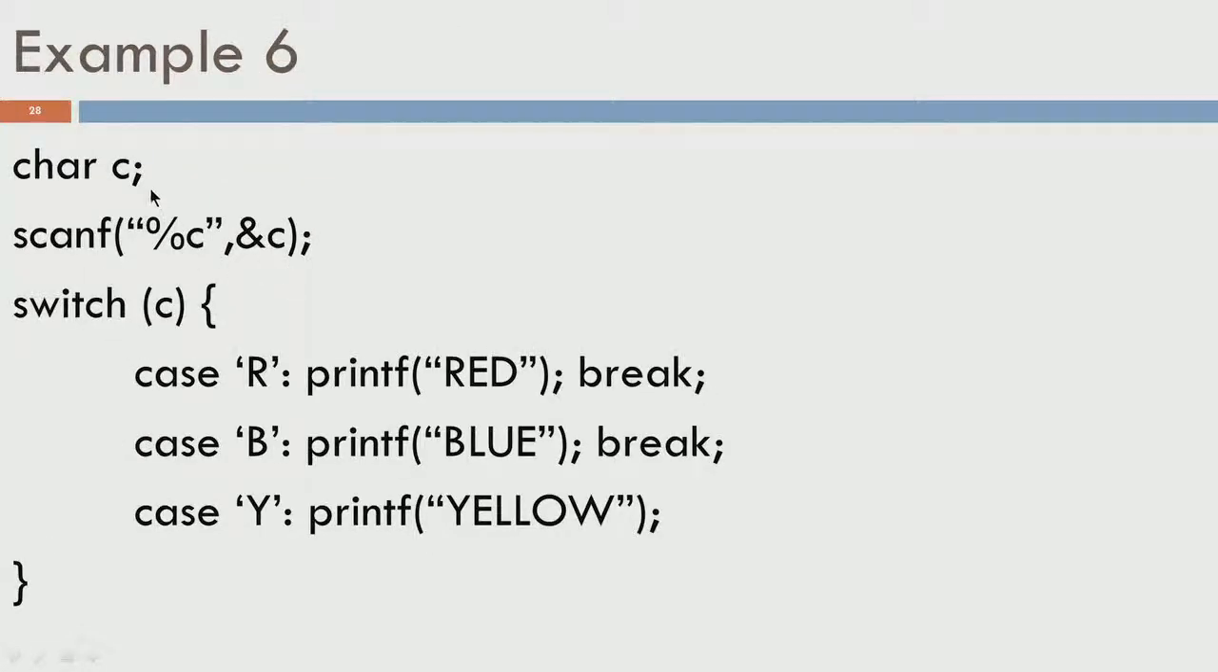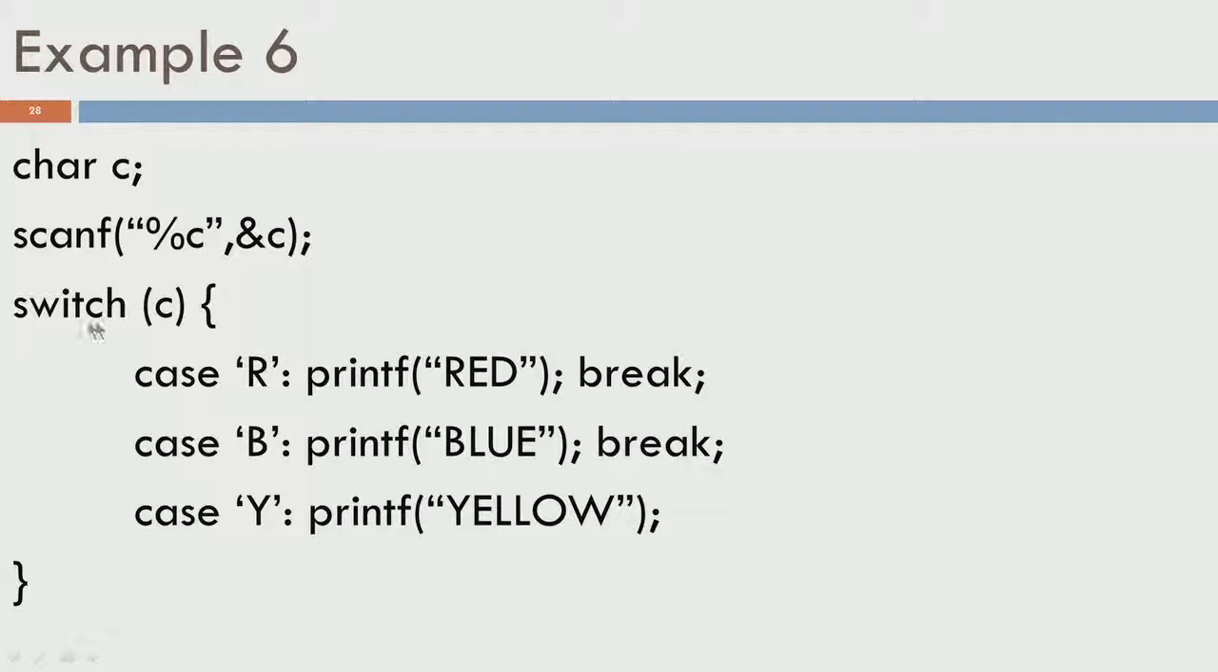So, let us say I have a character C and I read this character from the user. If the character is one of R, B and Y, I want to print something on the screen. So, if the user inputs capital R, I want to printf red. If the user inputs B, I want to printf blue. If the user inputs Y, I want to printf yellow.